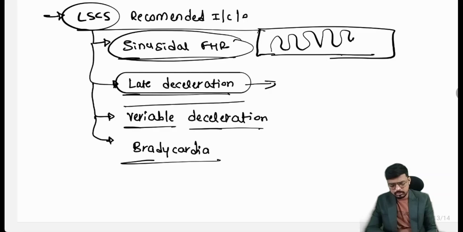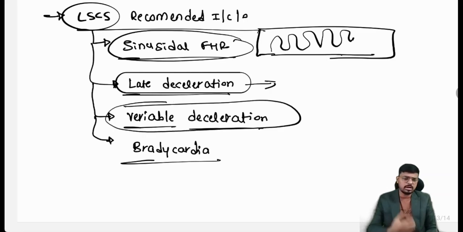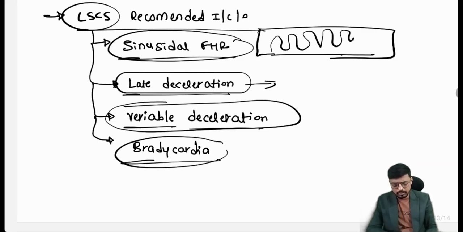Okay, in case of variable deceleration, the umbilical cord gets prolapsed or compressed, so again the blood supply to the fetus is reduced. So the next very important thing we have to do is immediately prepare for LSCS. The next very important one is bradycardia. In case of fetal bradycardia, it indicates fetal hypoxia. So again, we will go for LSCS as the management.